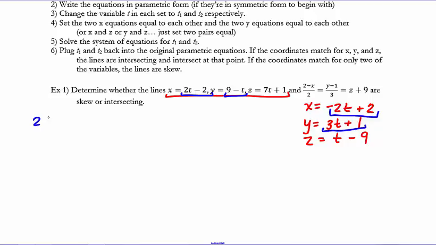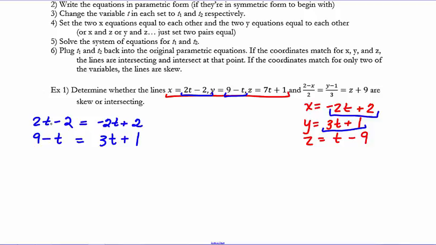So I need 2t minus 2 to equal negative 2t plus 2, and I need 9 minus t to equal 3t plus 1. But here's the thing. Intersecting lines are kind of like jets, where the jets have different flight paths and their jet streams cross, but the jets don't actually crash. In other words, two lines can intersect, but they can intersect at different places in time.